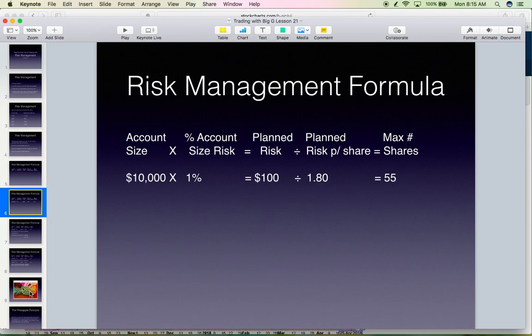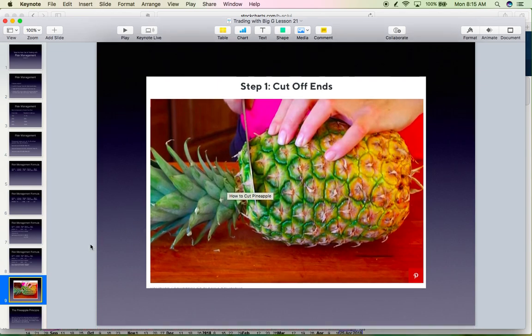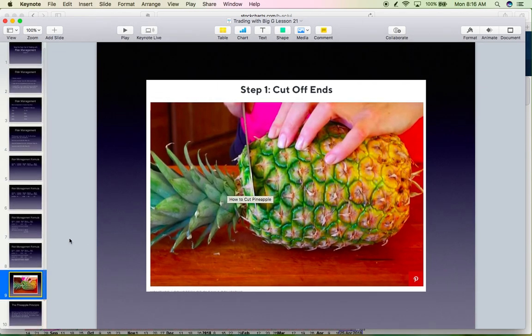The big thing to remember is the pineapple principle. The pineapple principle is when you cut a pineapple, you first start by cutting off both ends of the pineapple. So when you are eating a pineapple, you cut off the top, you cut off the bottom, and you're just eating the middle of the pineapple. You just want to get a part of the move in any trade.